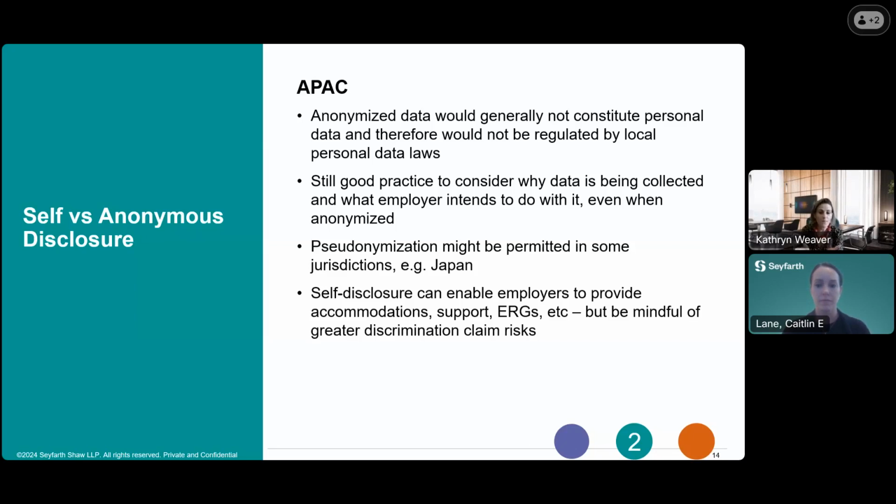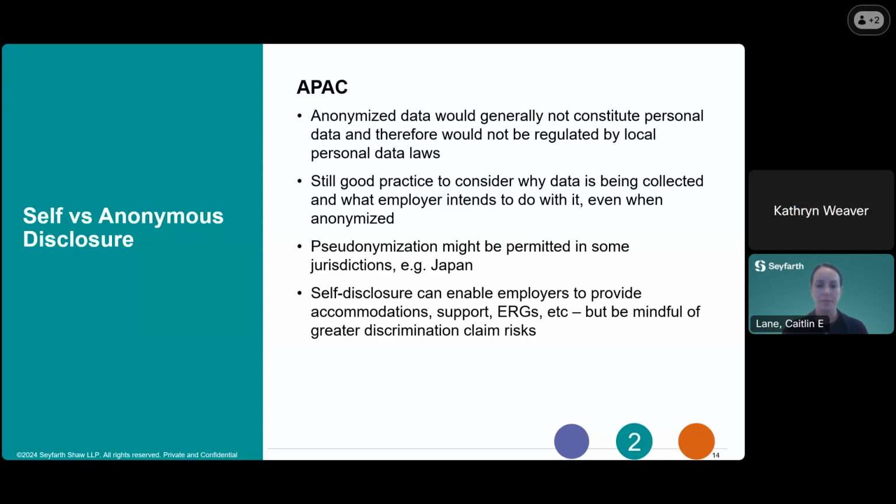So while anonymized data is less risky, self-disclosure of personal data can be quite useful for employers and employees. It can help with employers providing accommodations and support around disability, for example, and with DEI initiatives around setting up employee groups.